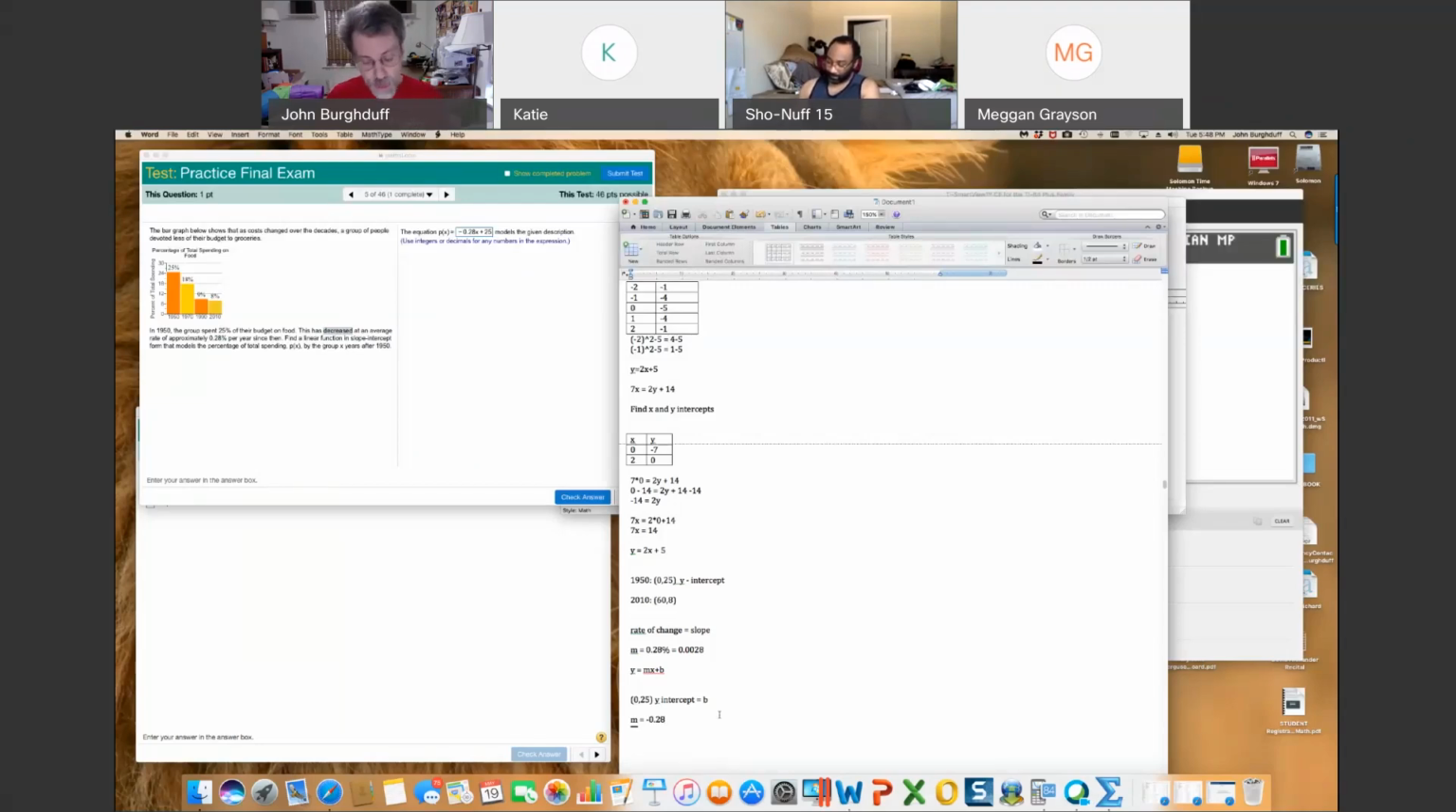And then you take those two things and plug them into the formula y equals mx plus b. And that's how I got the negative 0.28x. The negative 0.28, that's the rate of change, the slope, and the 25 is that y-intercept. Does that make sense?